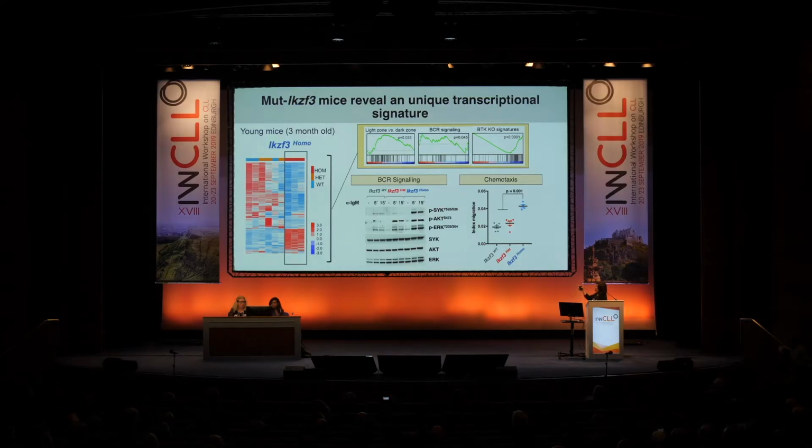So these types of changes in the young mice were actually associated with transcriptional changes, and what we could see is that differentially there was actually impact on BCR signaling, which we could confirm through Western blotting, so increased phospho-Syk, increased phospho-AKT and ERK, and also impact on chemotaxis. And again, this was quite different than what we saw in the mutated SF3B1 case.